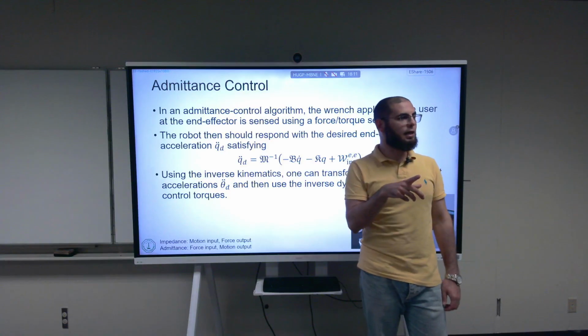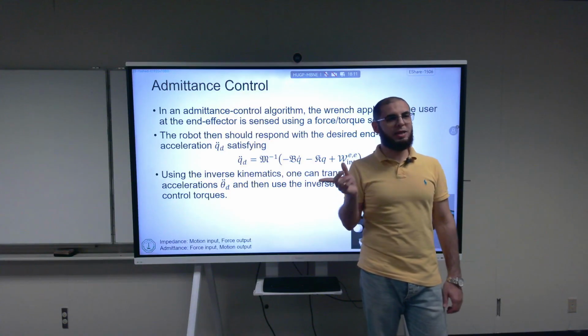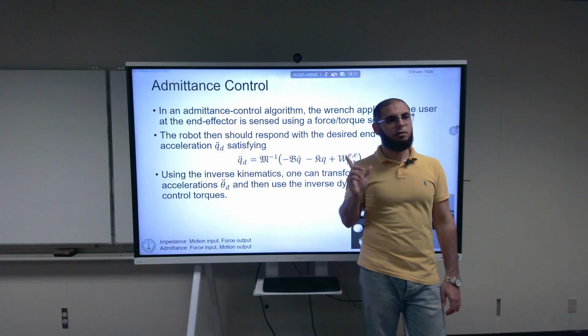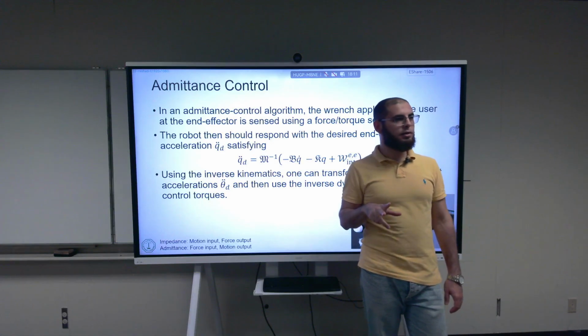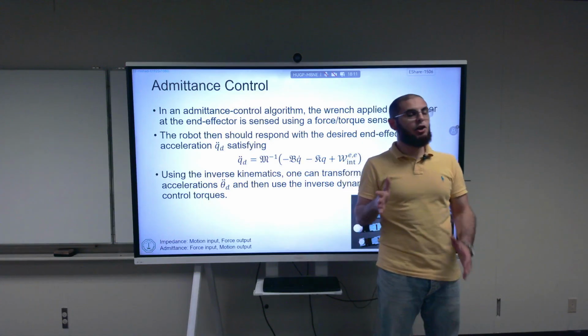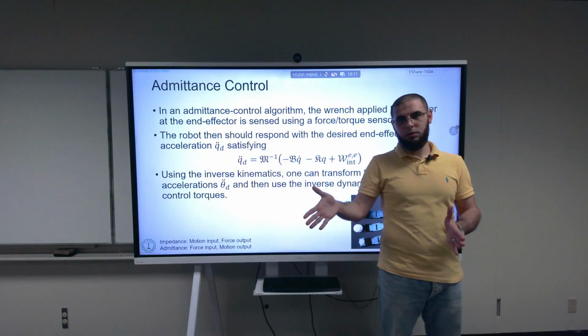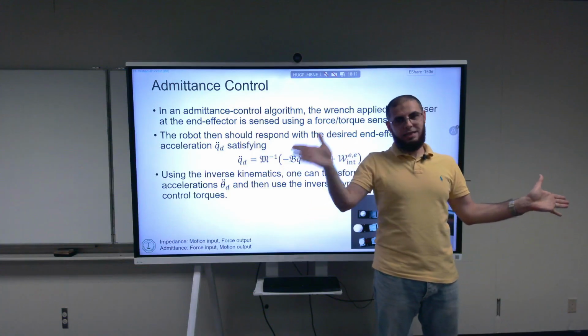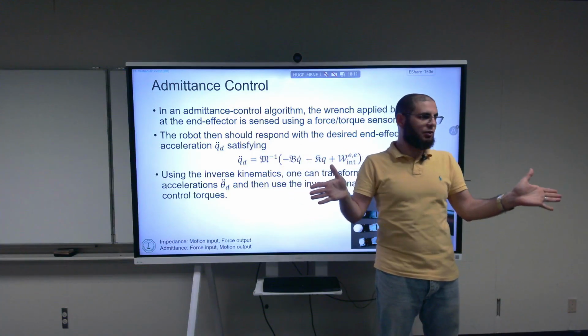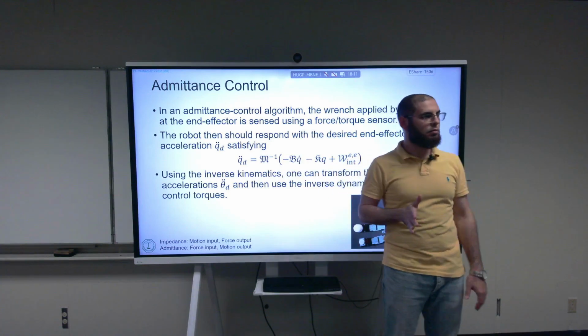Force and motion, exactly. Does anyone remember what was input and what was output for impedance? Impedance, it was force as the input and output is the motion. The other way around. Right? So for impedance, you have motion as an input and wrench as an output. Motion as an input and wrench as an output. It means that we want to achieve a motion.